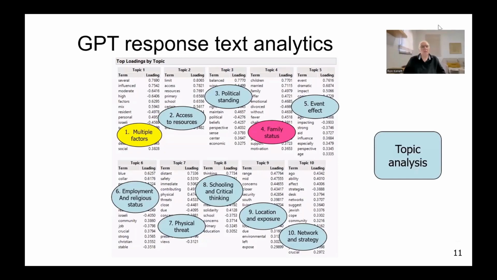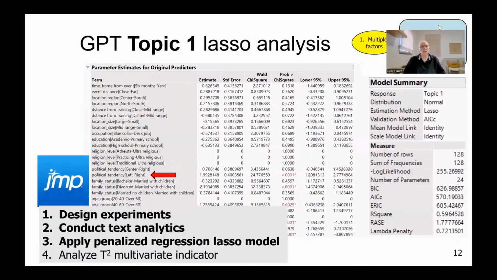The first topic was labeled multiple factors. This is several, influenced, factors, mix. That's why they call it multiple factors. Topic 4 was children, married, family, emotional. This was labeled family status. And we have a score for each prompt response in terms of these 10 topics. So we can go ahead and analyze these scores.